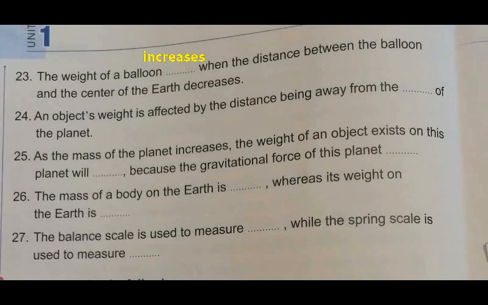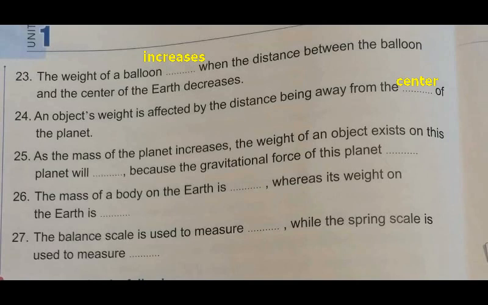Number 24. An object's weight is affected by the distance being away from the center of the planet.